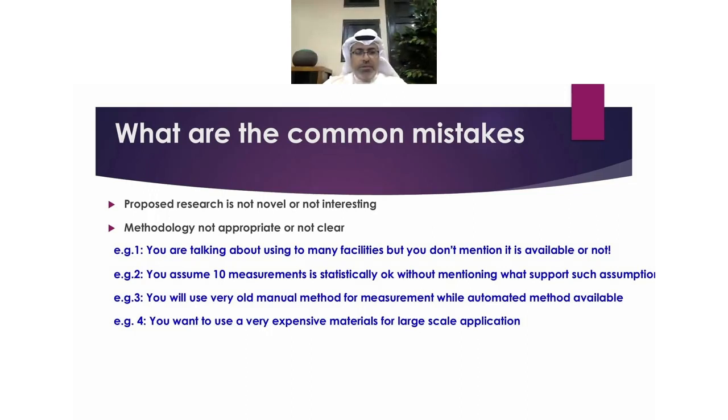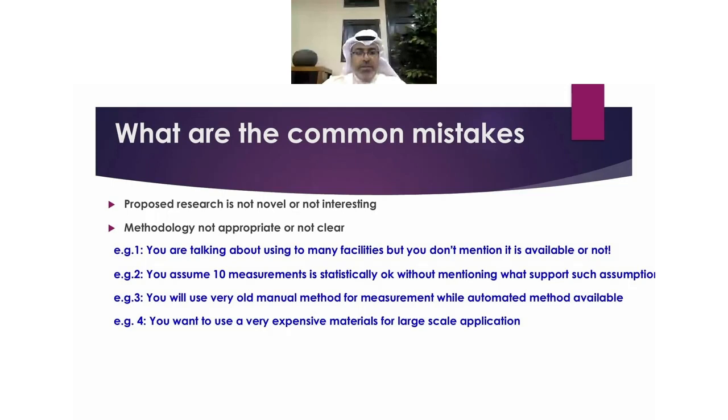You are talking about using too many facilities, for example, in the proposal. You said, I'm going to use this. But you don't mention whether this facility is available in your institute or not. I did this once, and I regret it until now. I don't know how I did it, but I did it. So this is a big mistake. You have to mention you have it. I have this, and this is free of charge, for example, available in the general facility at Kuwait University.